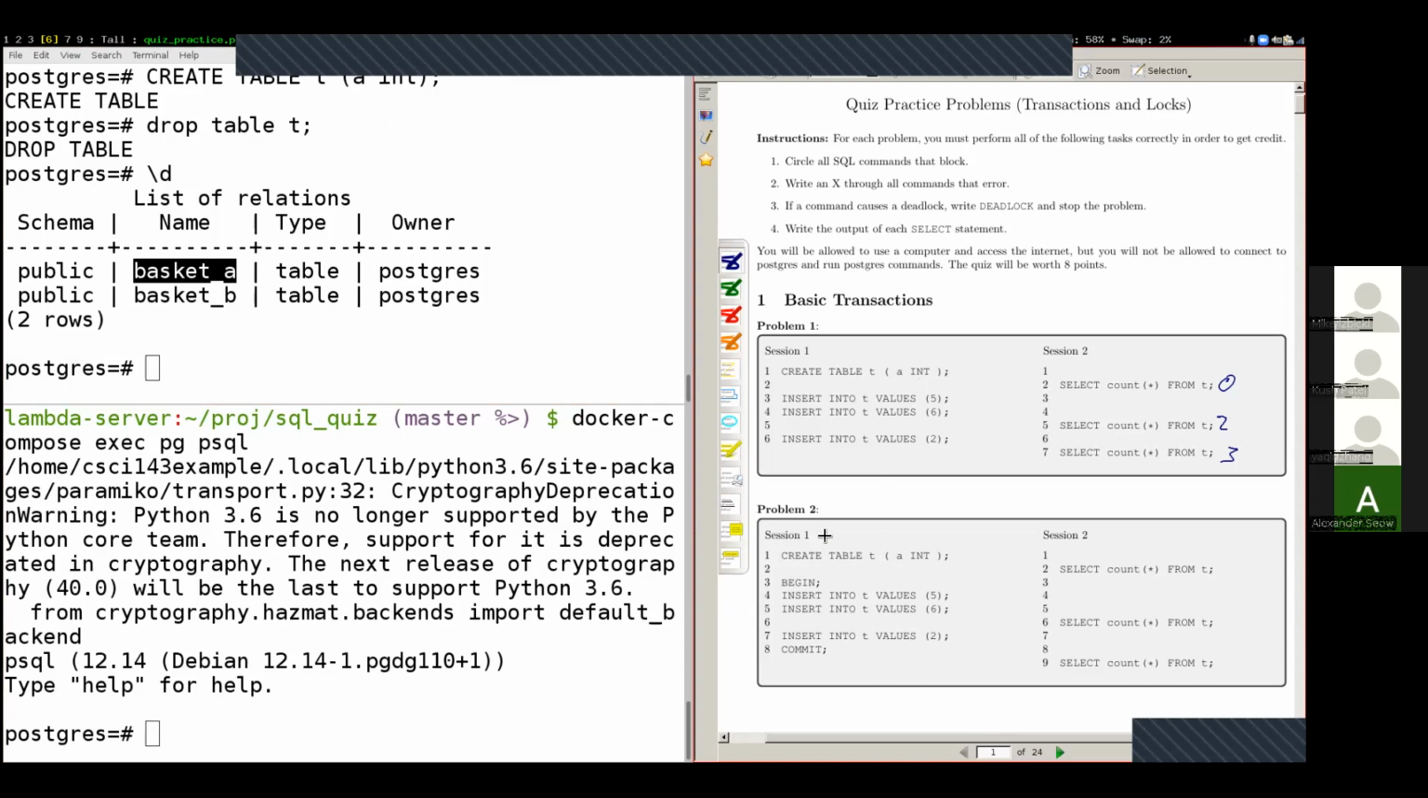So from now on, I'm not going to bring down the database and bring it back up in order to go into another problem. I'm just going to drop the appropriate tables. Problem 2 over here, the key, yes, question.